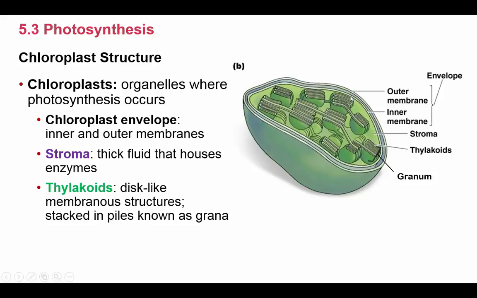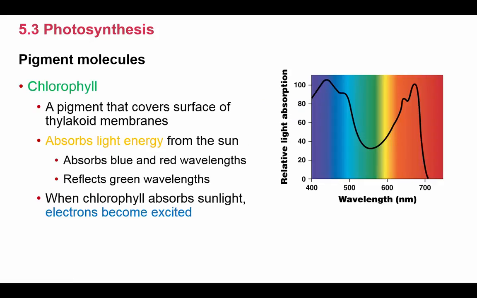And then inside of this, you'll find what first off we call stroma. And so stroma is basically a thick fluid that's found inside the cell. And inside of that fluid, you'll find these flat disc-like structures that are called thylakoids. Now, these thylakoids, you'll notice, are found in stacks that we call grana. And so it's inside of these thylakoids that you actually find the pigment chlorophyll.